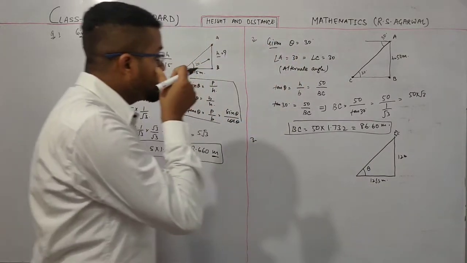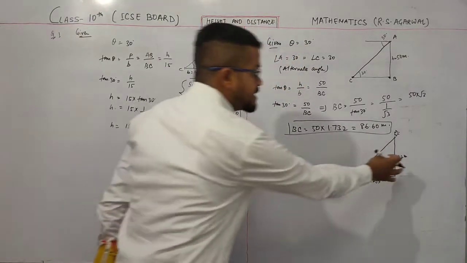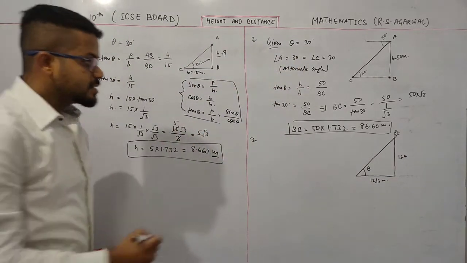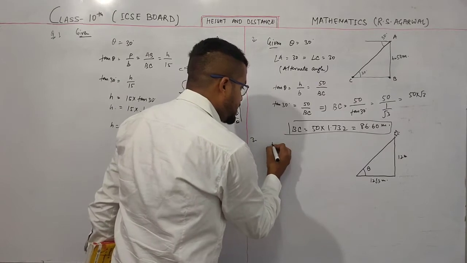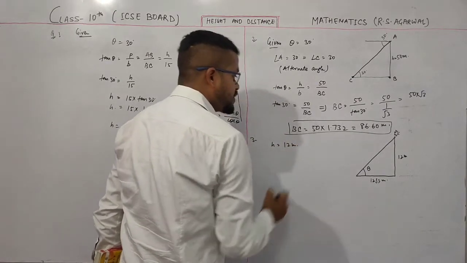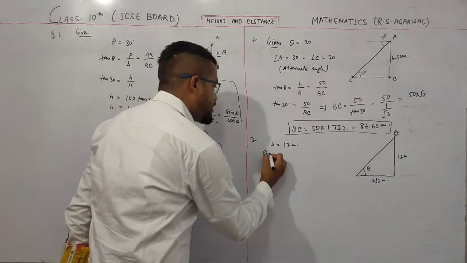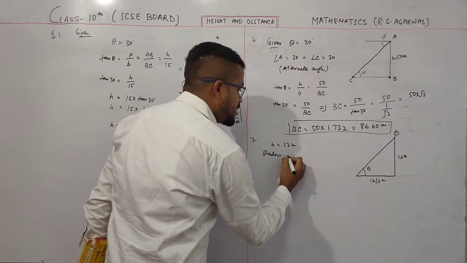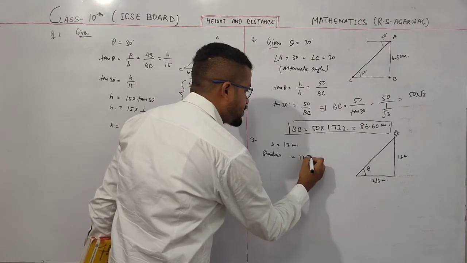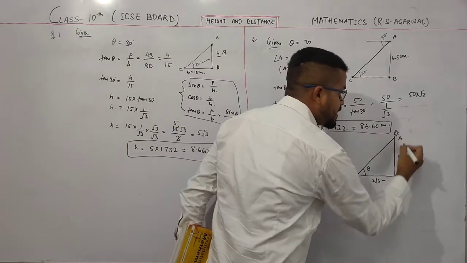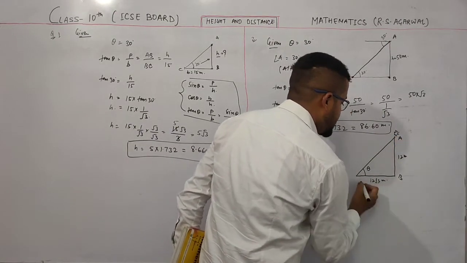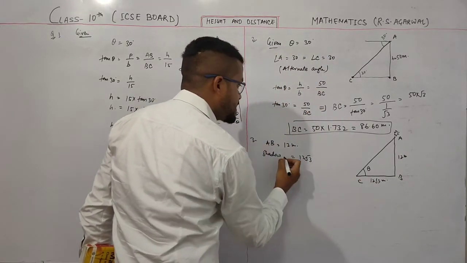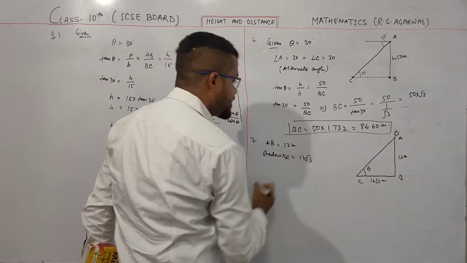So which trigonometrical ratio do we use here? This is perpendicular and this is base. So again we use tan theta. The height of the pole is given, 12 meter. The shadow of the pole is equal to 12 root 3. I write here naming A, B, C. Height is AB and shadow is BC.